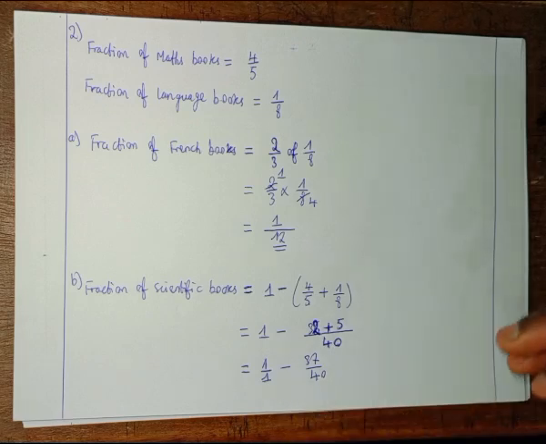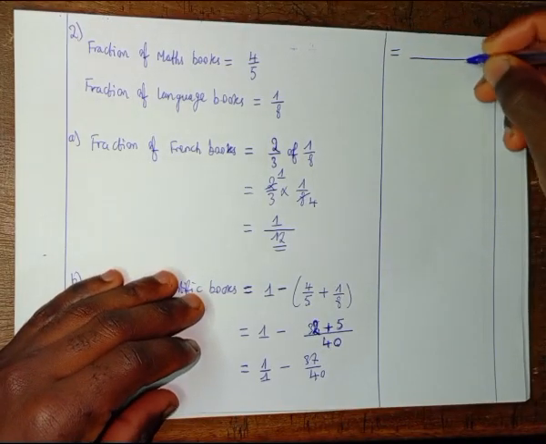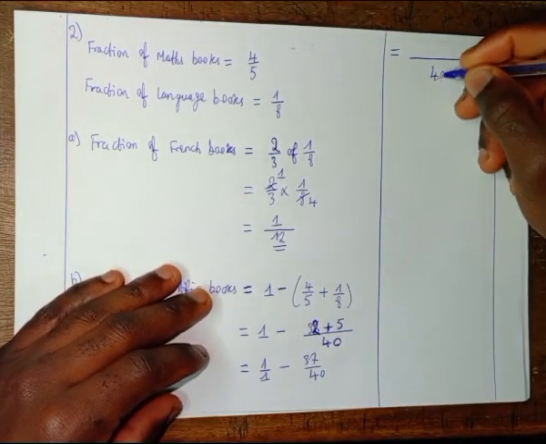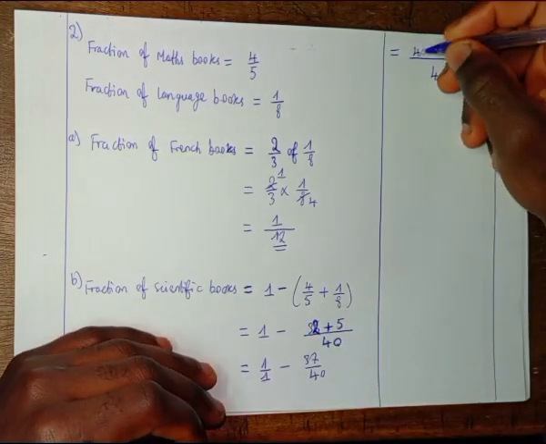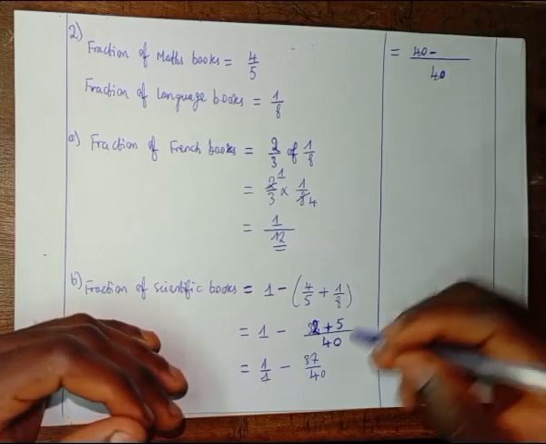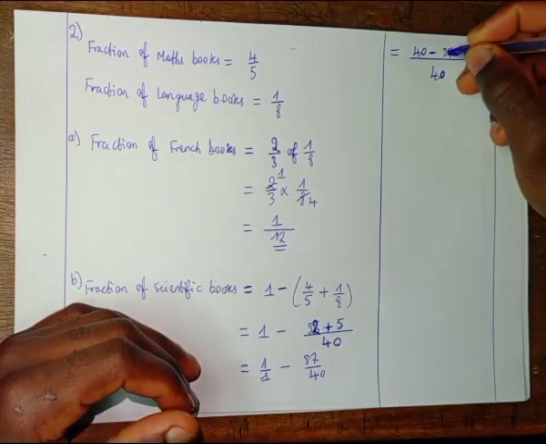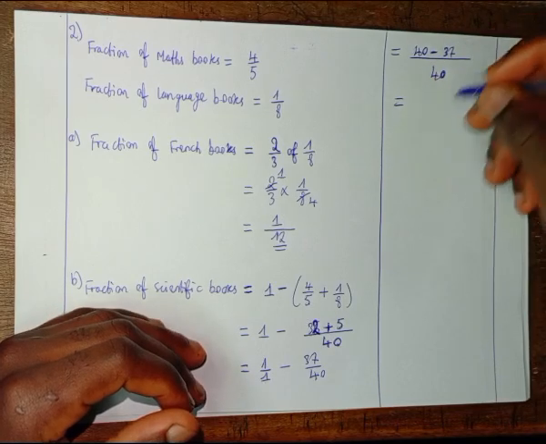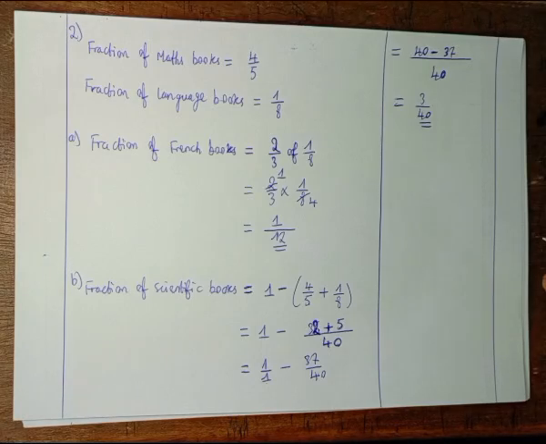Next, we have to subtract these two fractions. We are going to continue by the side here. To simply be equal to, we need the LCM. The LCM of 1 and 40 is 40. 40 divided by 1 remains 40. 40 times 1 is 40 minus 40 divided by 40 gives 1. 1 times 37 gives 37. This will be equal to 40 minus 37 gives us 3 on 40. So the fraction of scientific books will simply be 3 over 40.